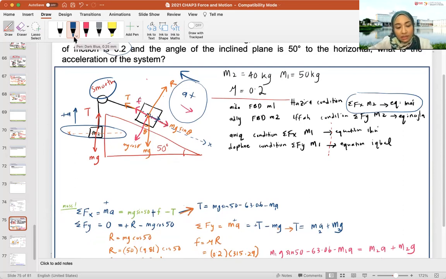Tapi pengajaran kat sini, if your answer is negative for your acceleration, it doesn't necessarily mean that your answer is wrong. It just means that your direction of assumption is incorrect. Dia terbalik sahaja. So what if your answer is negative at the end? Will I accept this answer? Yes. Sebab it is based on your assumption and we don't know. Assumption ni benda yang kita tak tahu kan.